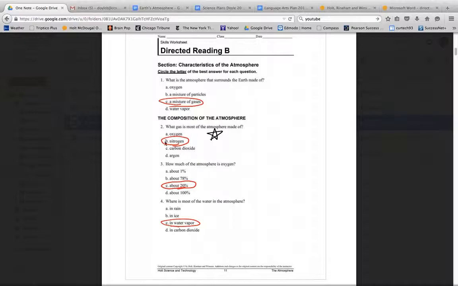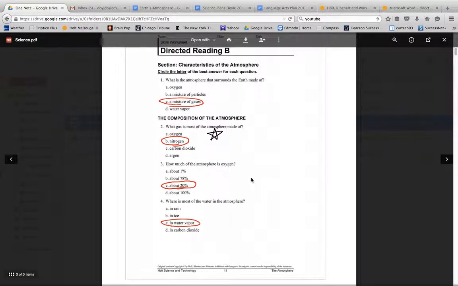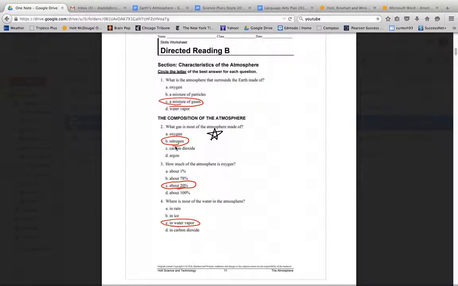Number two is nitrogen. Most of our atmosphere is made of nitrogen, 78% nitrogen. How much of the atmosphere is oxygen? That's only about 20%, 21% of our atmosphere is oxygen. So we always talk about how we breathe oxygen, which is true, but most of the air around us is actually nitrogen.